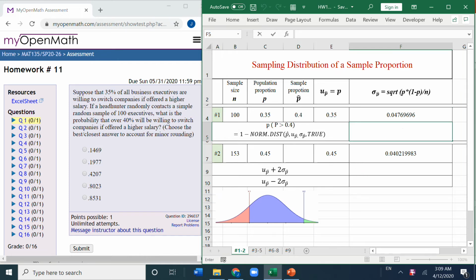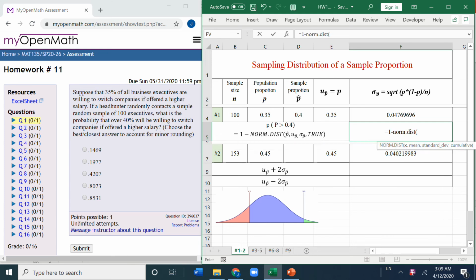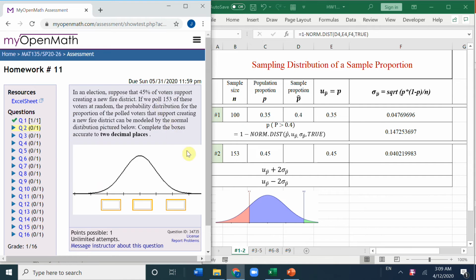So in Excel it should be 1 minus norm distribution, 0.4, and the mean is 0.35, sigma, and always choose true. We see this answer and choose the closest one, the first one. Now let's do the second question.